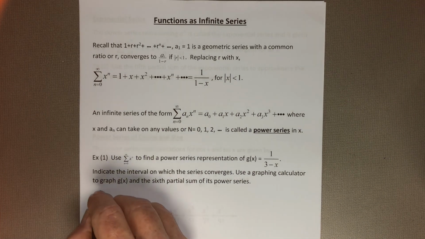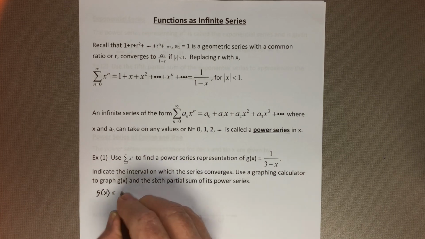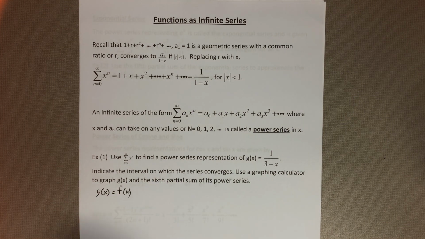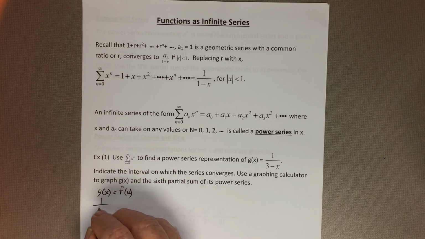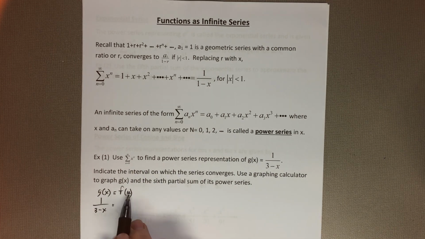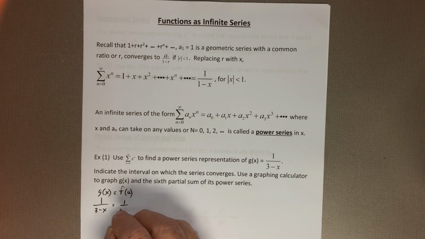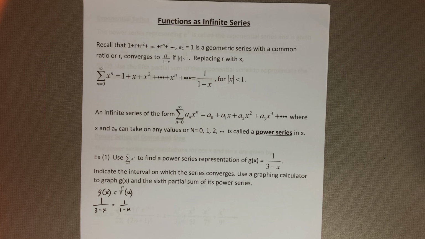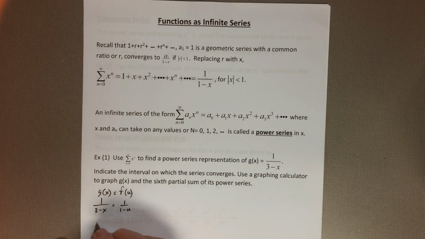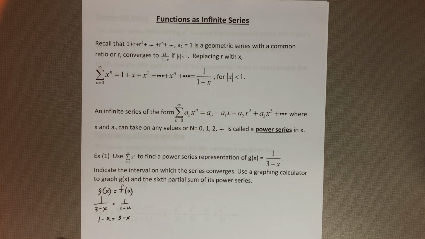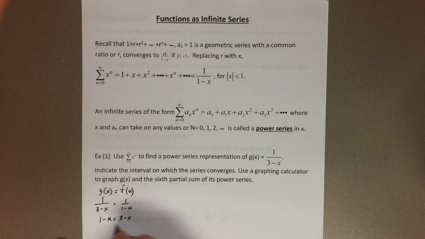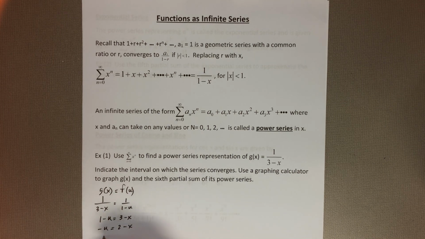Okay, well, let's start with g of x equal to f of something. Let's call it u. We know what g of x is. That's 1 over 3 minus x. Well, f of u has to be equal to 1 divided by 1 minus u, and we can solve this for u. By just taking the cross products, 1 minus u is equal to 3 minus x. Then solving that for u, negative u would be equal to 2 minus x. Multiply everything by negative 1, and u would be equal to x minus 2.